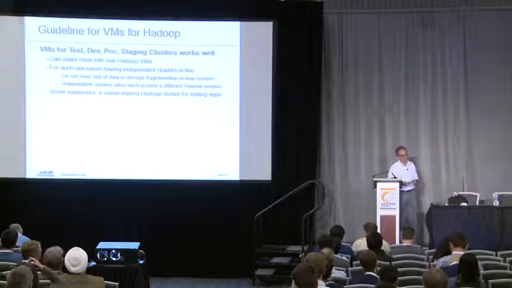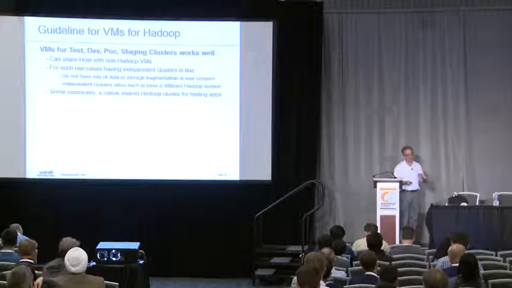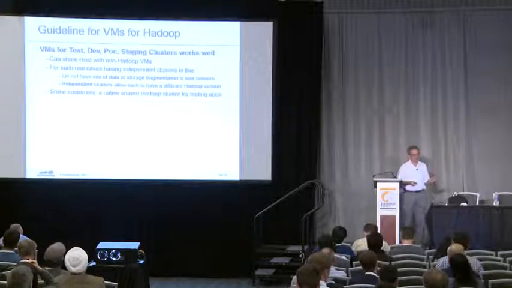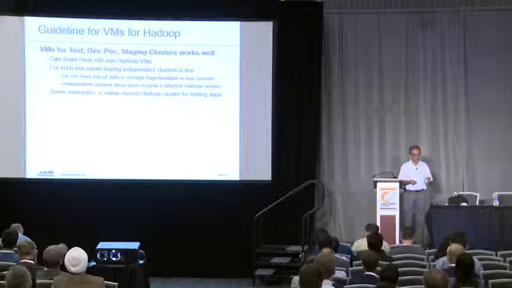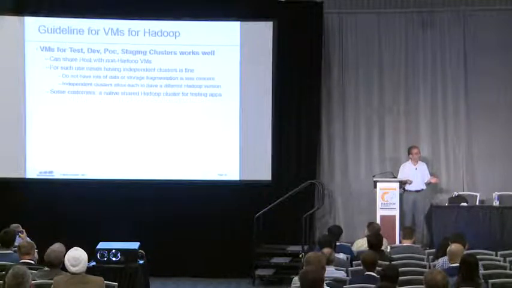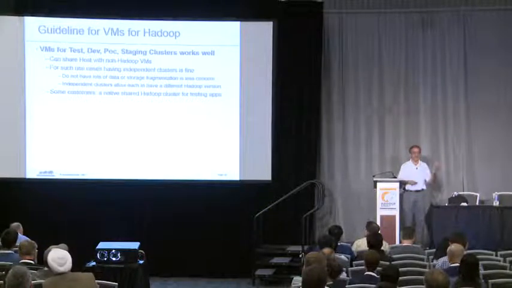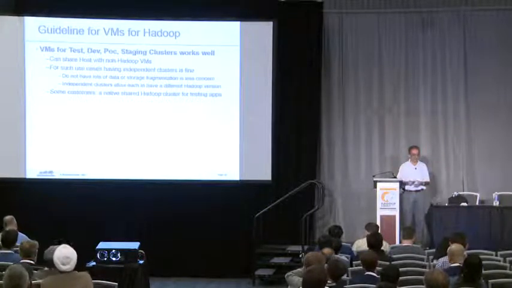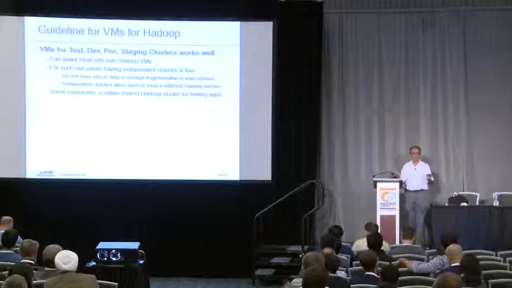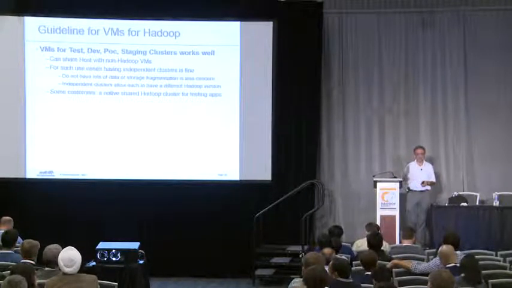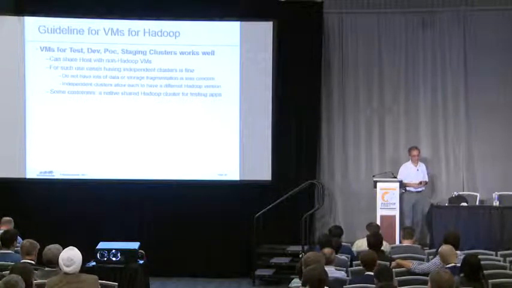So what are the guidelines? If you are using it for test, dev, POC, virtual machines work great, and you may even share this with non-Hadoop. Having independent clusters is fine, because for these kinds of use cases you don't have a lot of data, so it's okay to spin the clusters up and down. And the little fragmentation that I mentioned may not be as much of a concern. I'll give you some more detailed guidelines on the next slide.